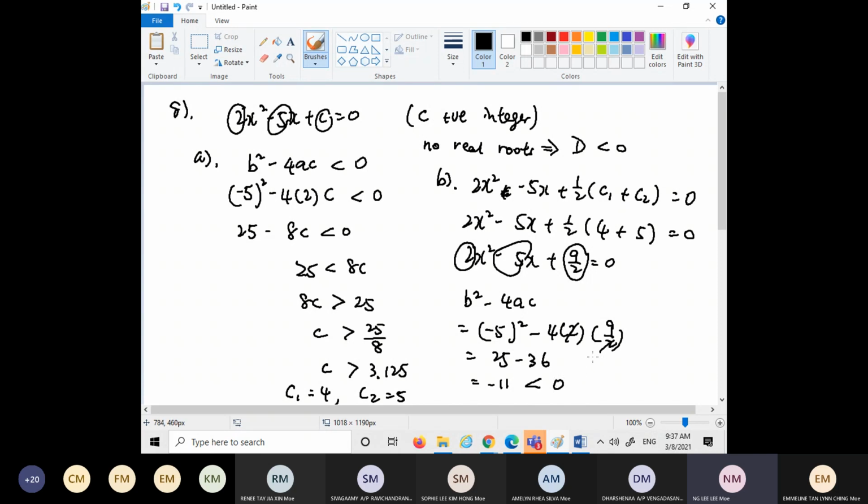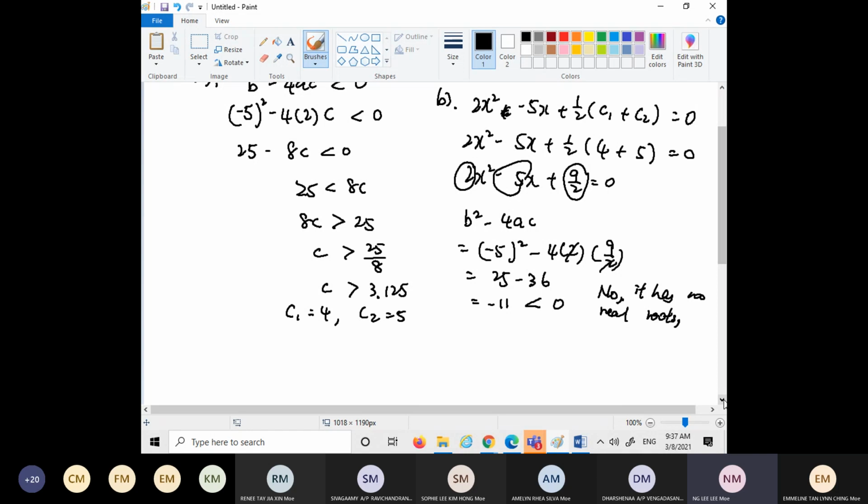So the question asks whether this equation has two real roots. No. It still has no real roots. So you just write no. This equation has no real roots. If they ask to explain, then just write, because the discriminant is smaller than 0.